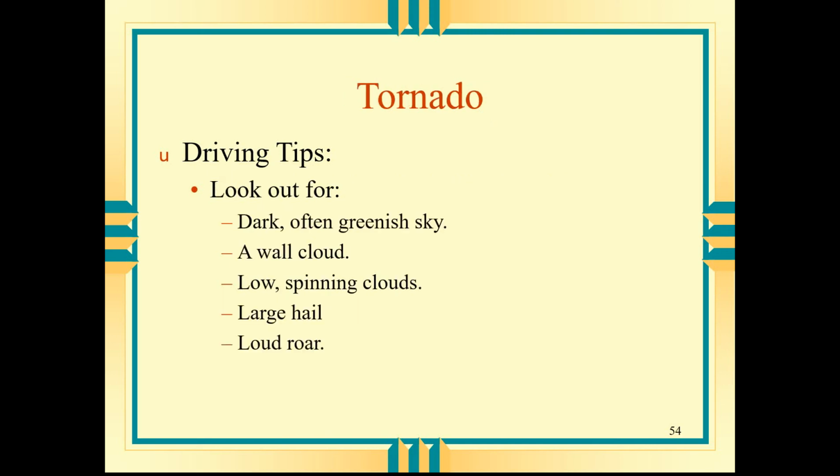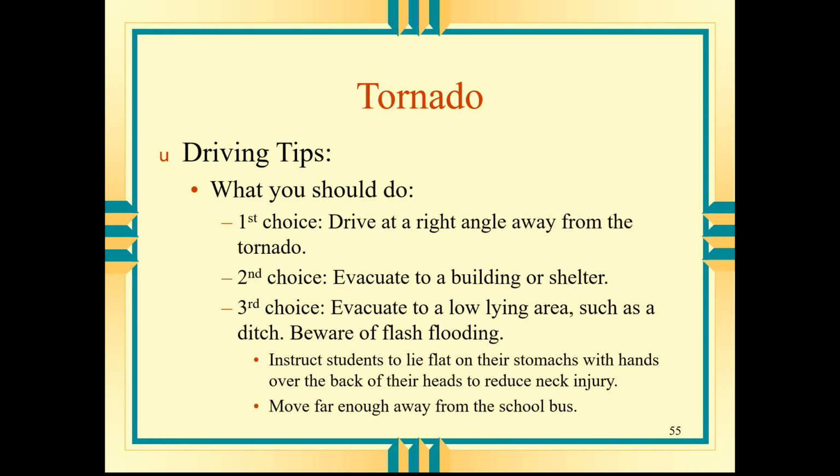Tornado. Obviously something that can occur anywhere. Look out for dark, often greenish sky, a wall cloud, low spinning clouds, large hail, and a loud roar. What to do? First choice, drive at a right angle away from the tornado. So you don't want to be going towards the tornado.